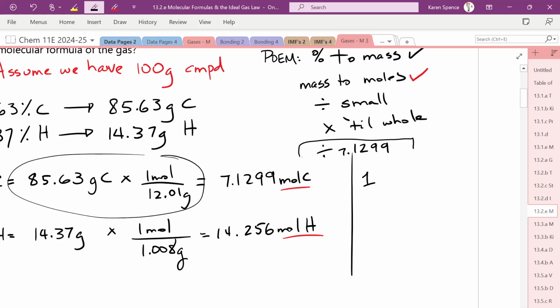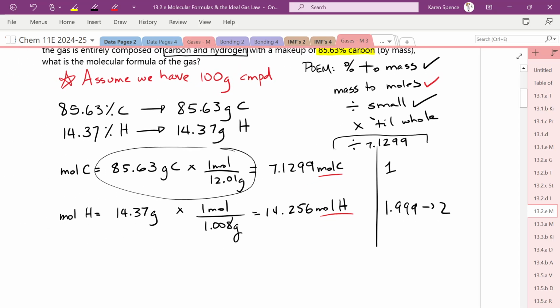And 14.256 divided by 7.1299 is 1.999, which rounds to 2. So we divided by the small one. Do we need to multiply? No. What kind of numbers would you get where you have to multiply?